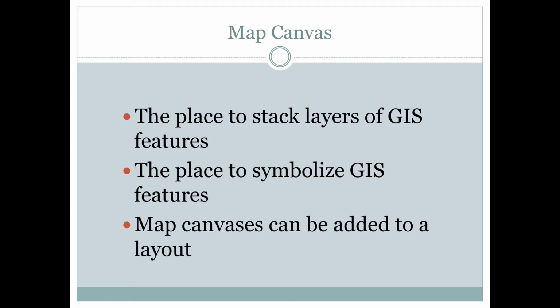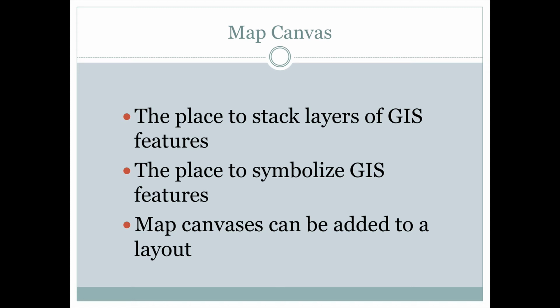So the map canvas, that's the place to stack your layers of GIS features. You add your roads and your streams and everything else that you want to put on your map, and it all shows up in map view in your map canvas. It's also the place where you'll want to symbolize your features. So if you want to change the roads to a black line and the streams to a blue line, this is where you'll change those colors, and that will be reflected in the map canvas.